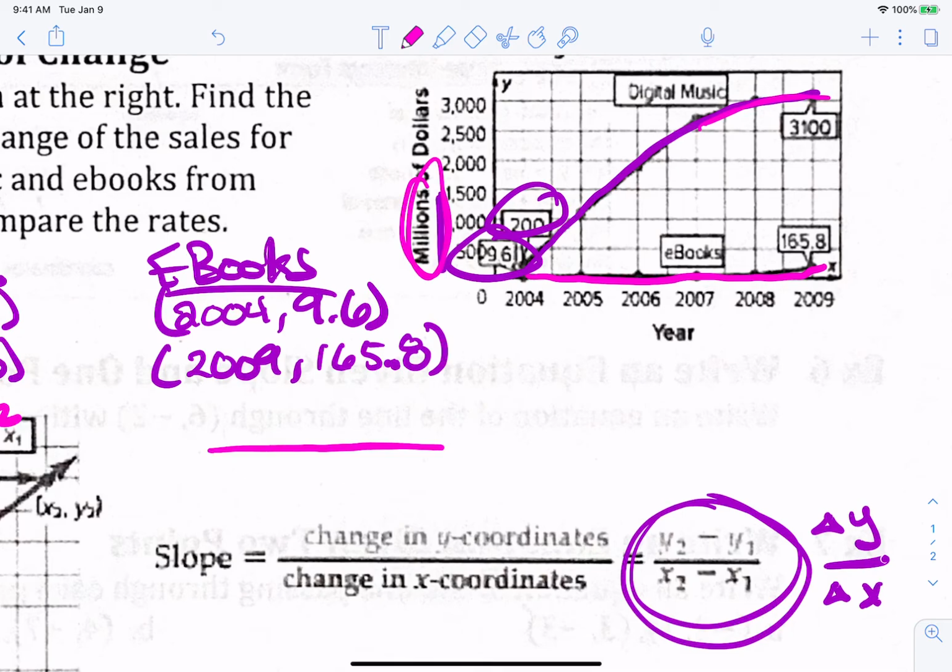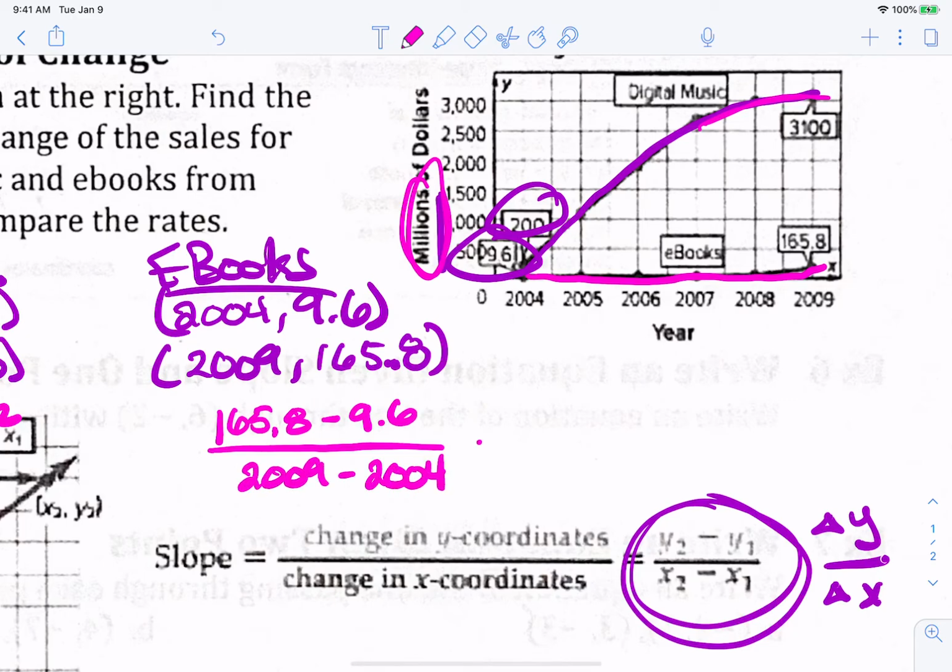What's your second Y coordinate? 165.8. Yep, that's the Y. So you want to make sure it's the Y. 165.8 minus 9.6, and then 2009 minus 2004. Okay? 165.8 minus 9.6 is 156.2. Check me. Yes? And then 156.2 divided by 5 is 31.24.